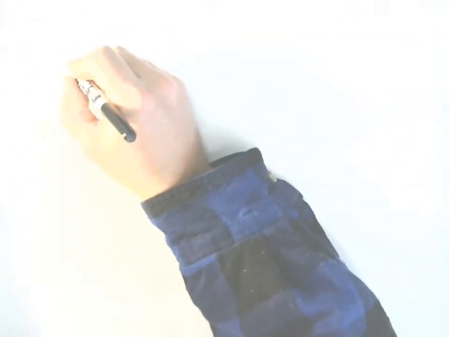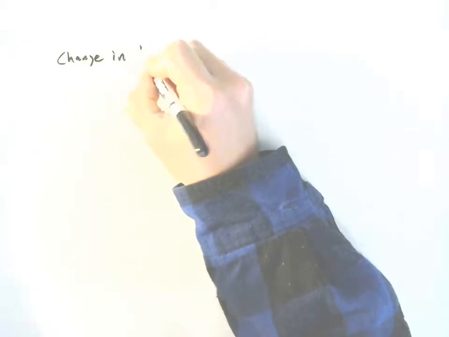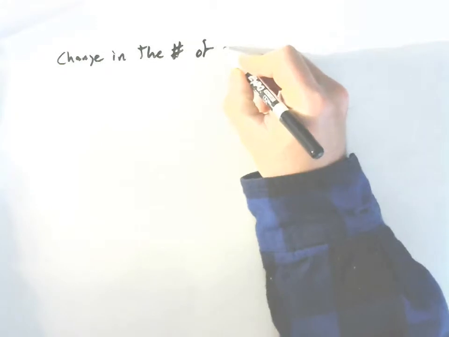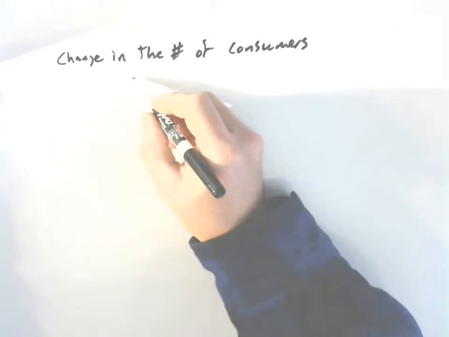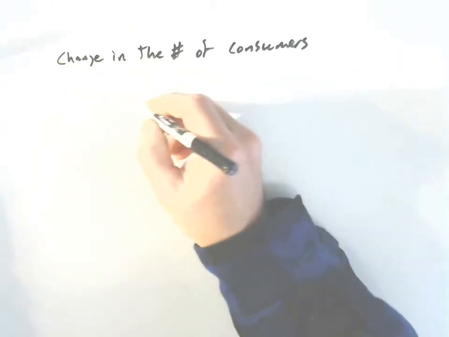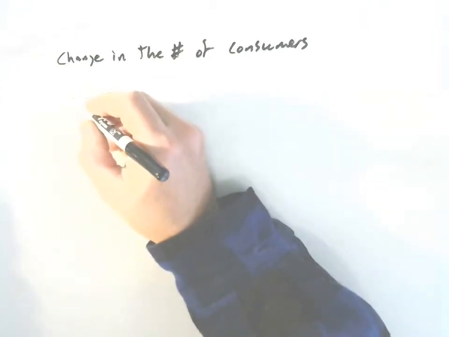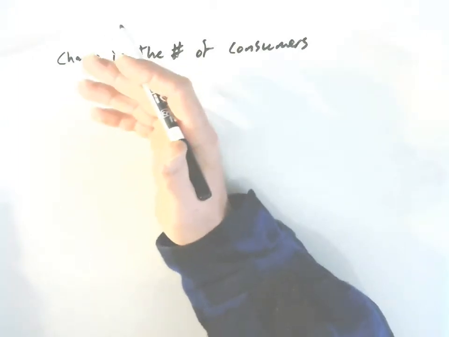The first demand curve shifter we'll explore is a change in the number of consumers. Okay, now we have to remember that the demand curve that we are focusing on is a market demand curve. So assume you have a market for new cars, okay?